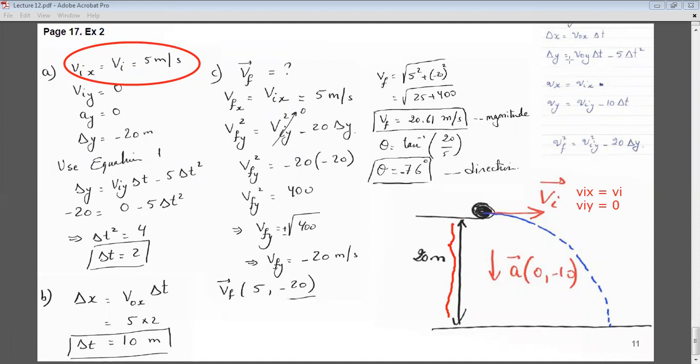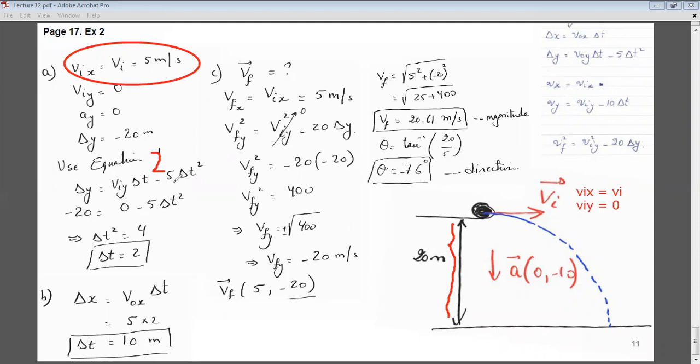So I know that I have to use the second equation because it has delta y, it has v initial y 0, and I want to calculate delta t. So I use, this is equation 2 actually. We use equation 2.